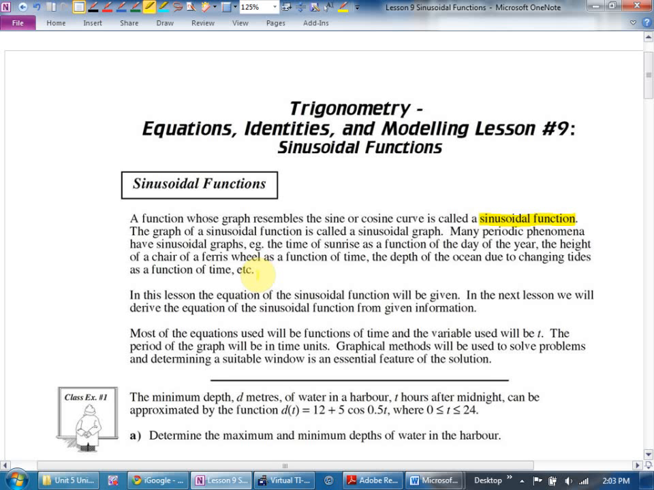They're all trig functions all over the place. Ever bounce on a trampoline? Trampoline down, trampoline up. They show up all over the place.